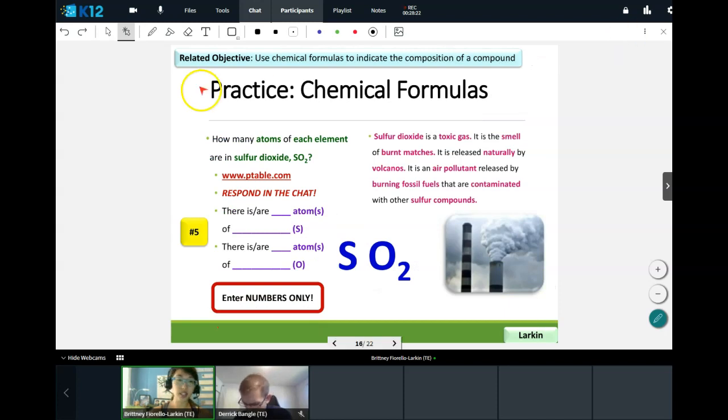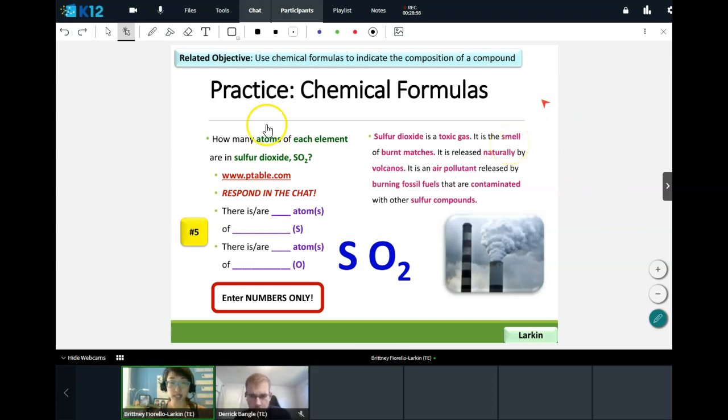All right, so let's go ahead and talk about this. So sulfur dioxide is a toxic gas. It's the smell of burnt matches, which I kind of like, but obviously we shouldn't smell a lot of burnt matches. It does get released naturally by volcanoes. However, it is an air pollutant. So when you have fossil fuels that are contaminated with other sulfur compounds and you burn these fossil fuels like coal or gases, they will produce sulfur dioxide, which is not good for your body. It's also not good for the environment.